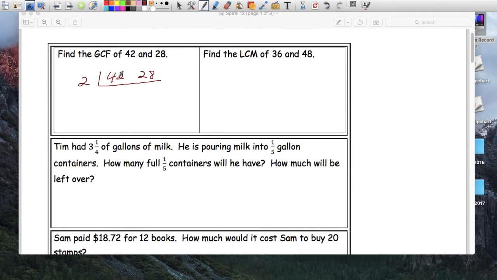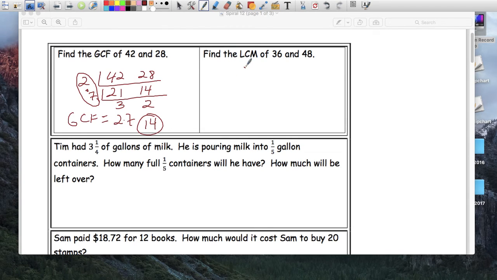2 into 42 is 21, 2 into 28 is 14, 2 won't work. Let's try 3, no, 7. 7 actually works. 7 goes into 21 3 times. 7 goes into 14 2 times. And we can't go any more, so the GCF is the product of these two numbers, which is 2 times 7, which gives you 14. Okay, so I was told by someone that I speak too fast, so I'm going to slow down a little bit today.